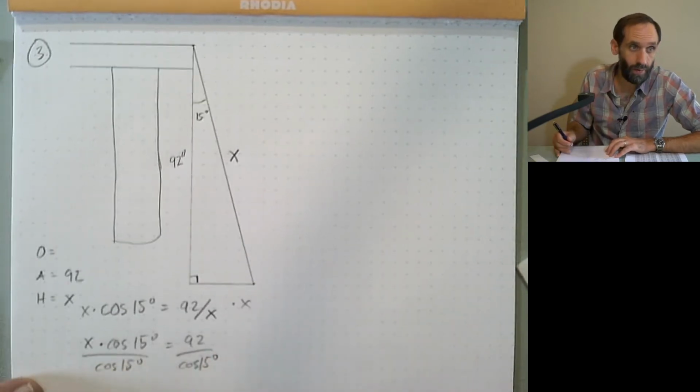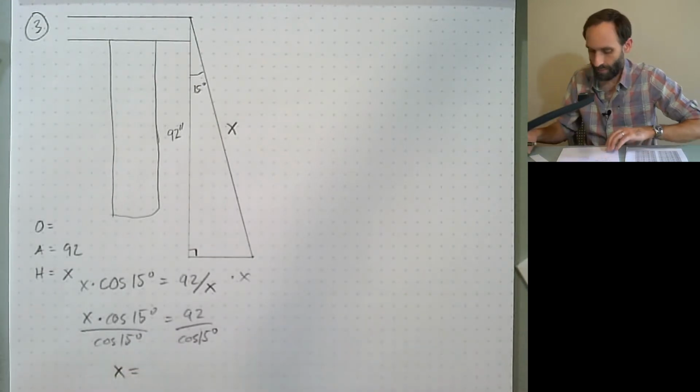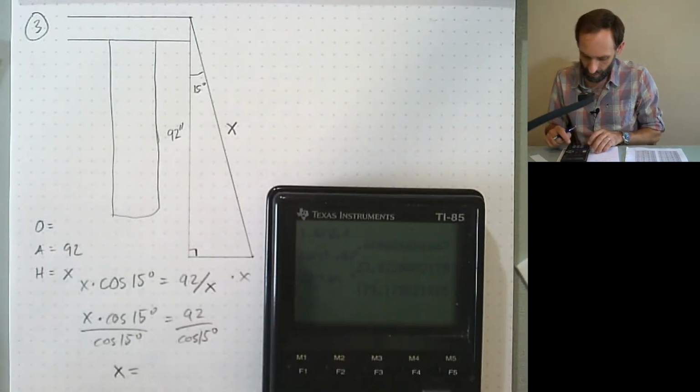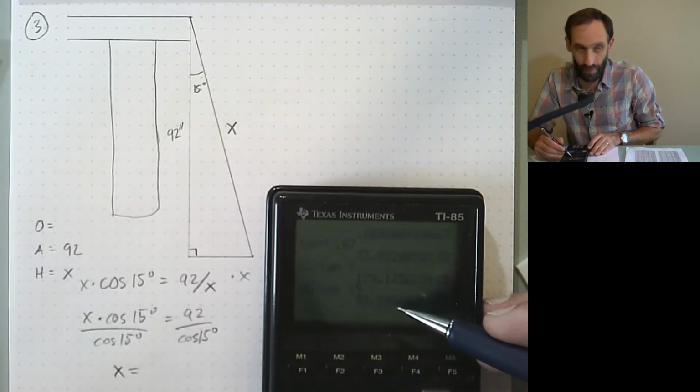And so that gives me, let's move this up just a little bit, that the length of x is, plugging it into my calculator, 92 divided by the cosine of 15, 95, and I'm going to round to 95 1/4.